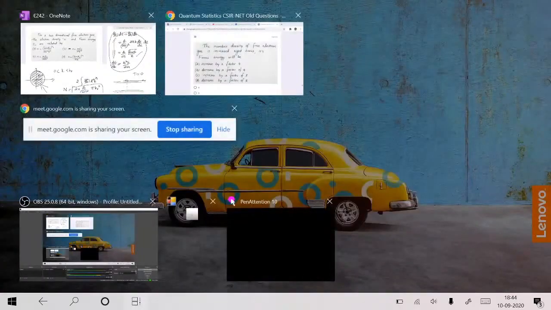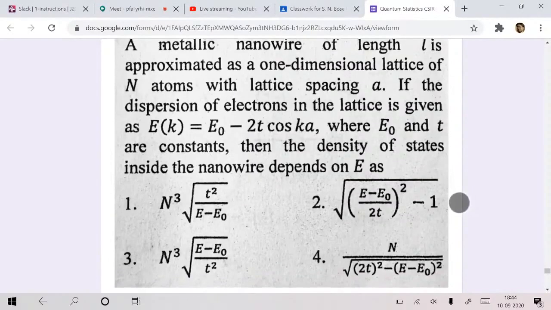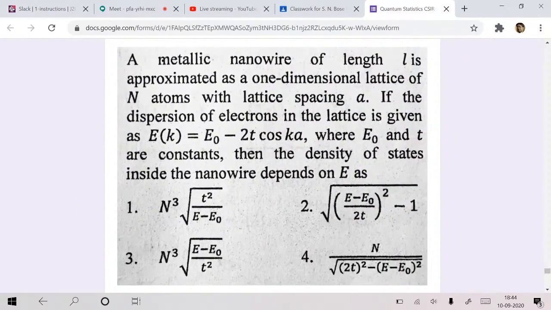Let me show a CSIR question, a GATE question, question number 29. When you see this particular question on the screen, I think I gave that question in class. This question needed that process of finding the density of state in terms of rho of k. You should write in terms of rho of k, then convert that in terms of rho of E, dE. This was needed.